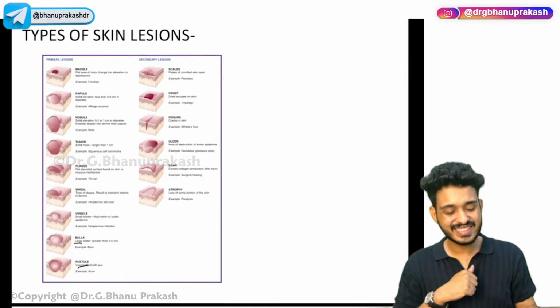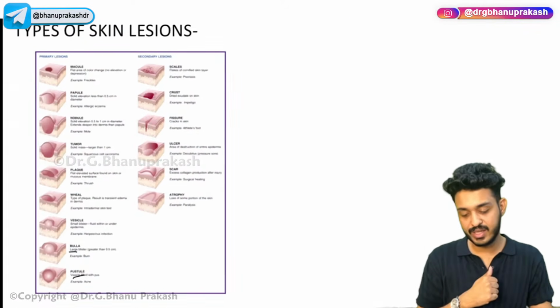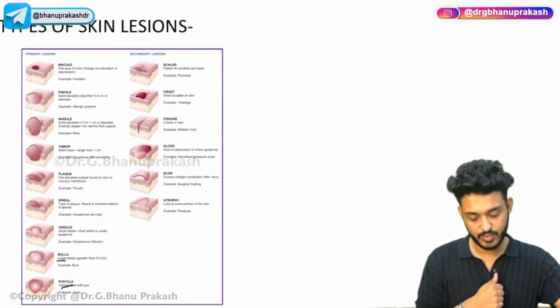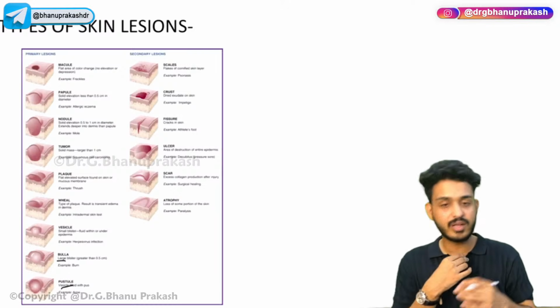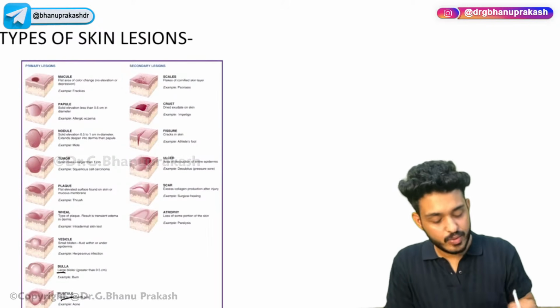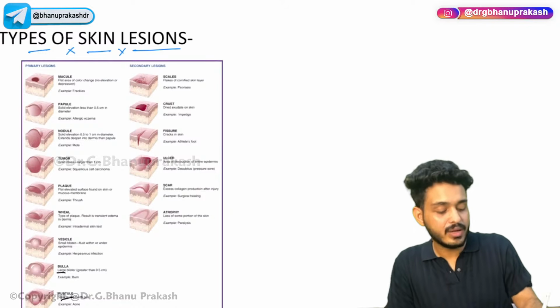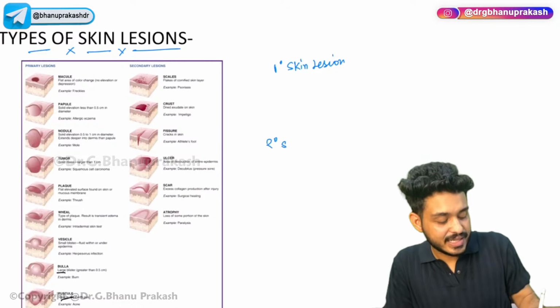Now we will be discussing the types of skin lesion. What are the different types of skin lesions we have? Are you guys understanding? Please try to answer in the chat box. We have types of skin lesion. First, we have primary skin lesion, and we have secondary skin lesion.